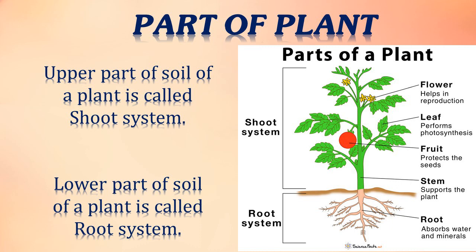A plant mainly consists of two parts, that is the root system and the shoot system. Those parts which are under the soil are our root system, and the upper part above the soil is our shoot system. The shoot system consists of flower, leaf, stem, fruit, branch, etc. But the root system only consists of root. The shoot system does photosynthesis through the leaf, and the root collects water and minerals from the soil.